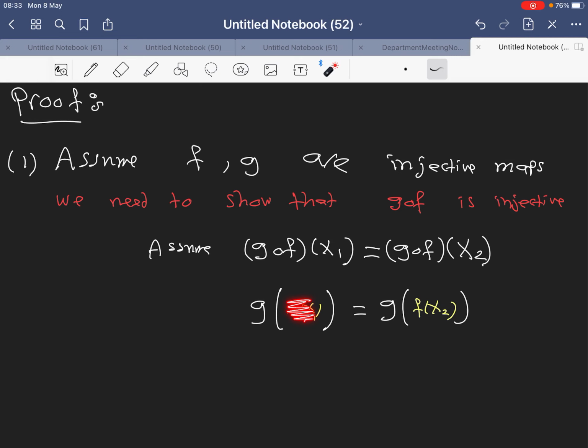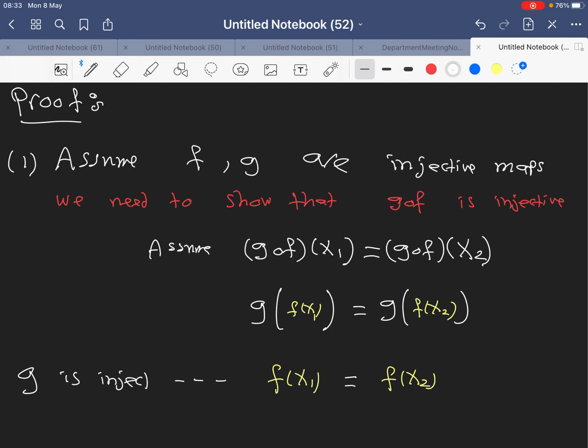Now, because g is injective, if we have two inputs that are equal, whatever inside will be also equal. This is because g itself is injective. So here we have f of x1 will be definitely equal to f of x2, and the reason why is because g is injective.